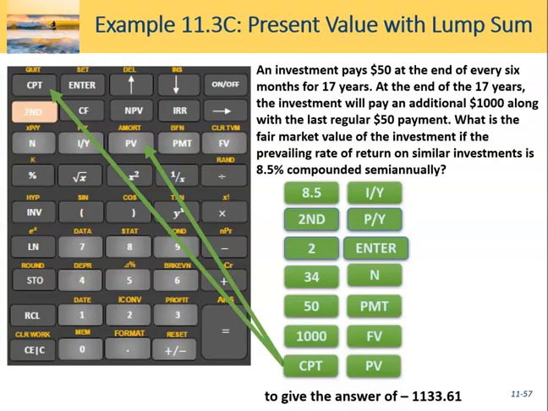That's going to give us a present value of 1133.61. And you can see that the present value is coming out as a negative because that's the money that we have to invest so that we can get the payment of $50 back every 6 months. And then at the end of the 17 years, we'll also get $1,000 back. So make sure you're able to do these calculations before moving on, okay?